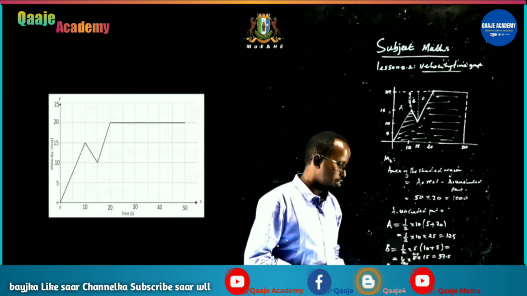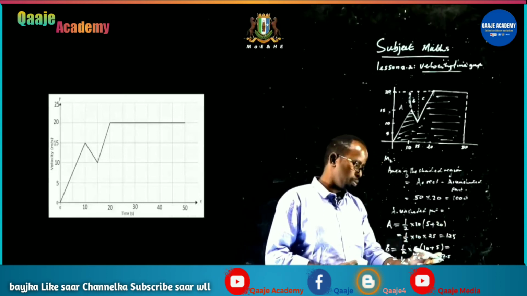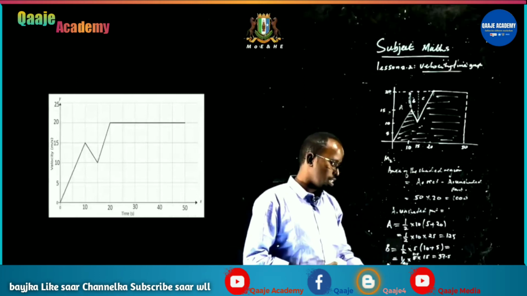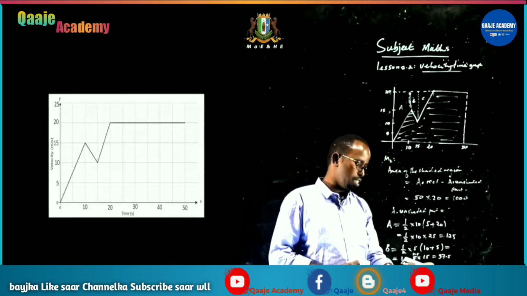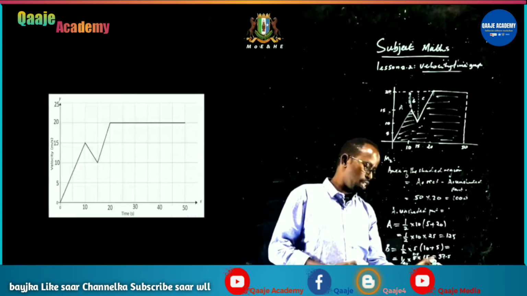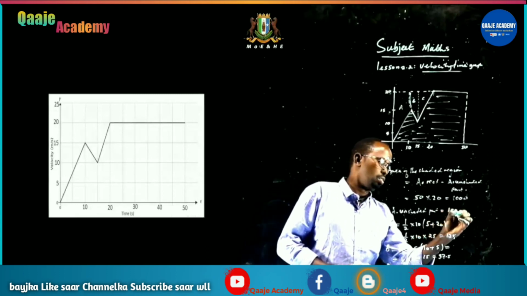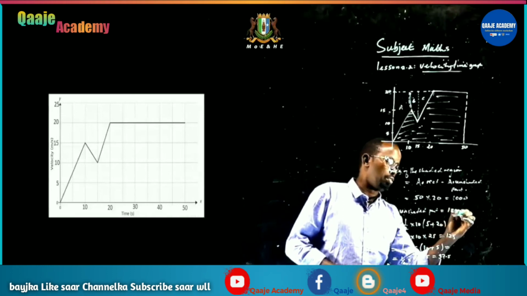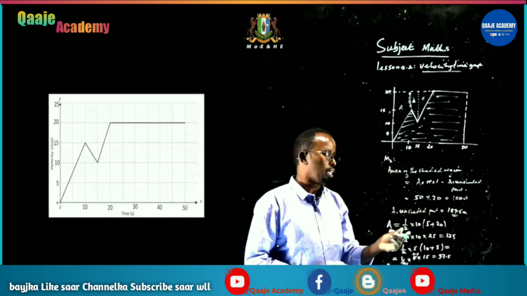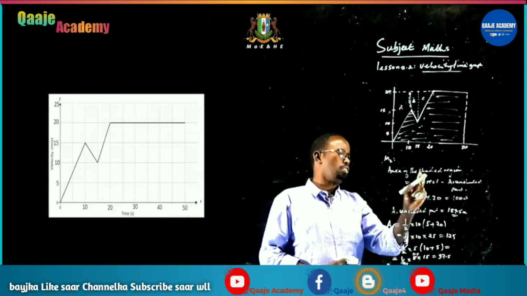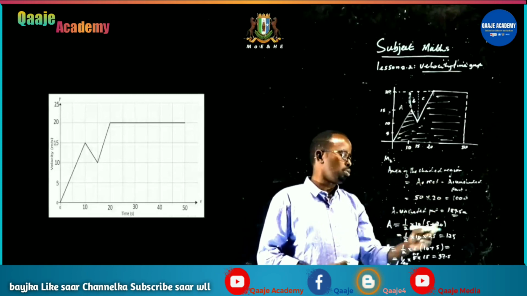125 plus 37.5, you get 162.5. 162.5 plus 25, you get 187.5. So you subtract. Area of the shaded region will be 1,000 minus 187.5.